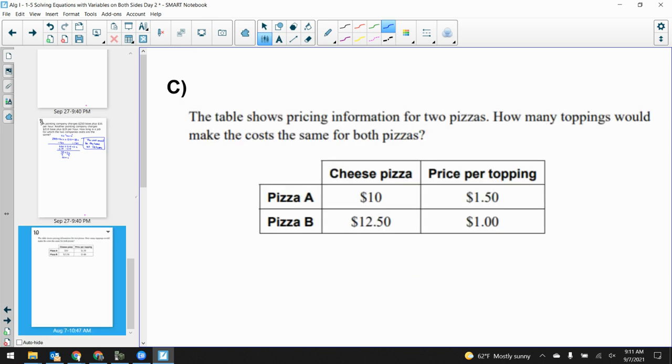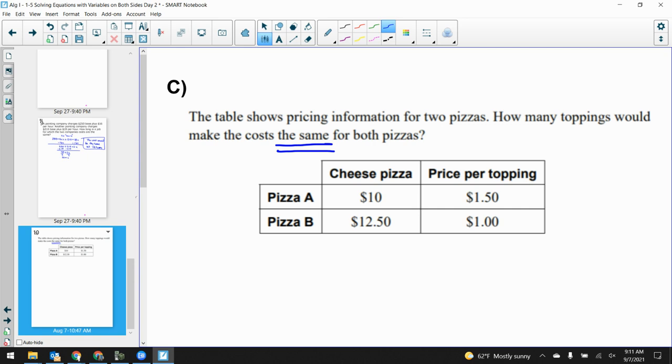Let's take a look at our last one here. Now, just because you see a diagram does not make this problem harder. The test loves to give you information that's within a table and make you use that information to create an equation. For example, the table shows pricing information for two pizzas. How many toppings would make the cost the same for both pizzas? Whenever you see things wanting to be the same, that means I'm going to create an equation.